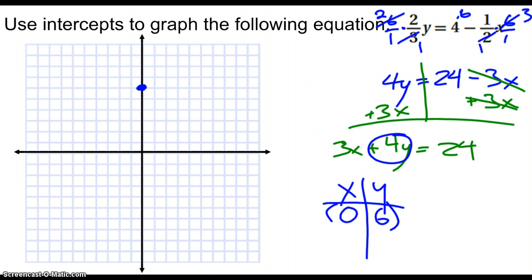Well, here we go. If this is now gone, if y is 0, what's x going to be? Well, that's going to have to be 8, since 3 times 8 is 24. So over 8, up 0, 1, 2, 3, 4, 5, 6, 7, 8. Here are my x and y intercepts. If I just connect those, I've got my line. And we know it's going to be a straight line since it fits in standard form. That's how we use intercepts to graph. Alright, so that's all I've got for you today.